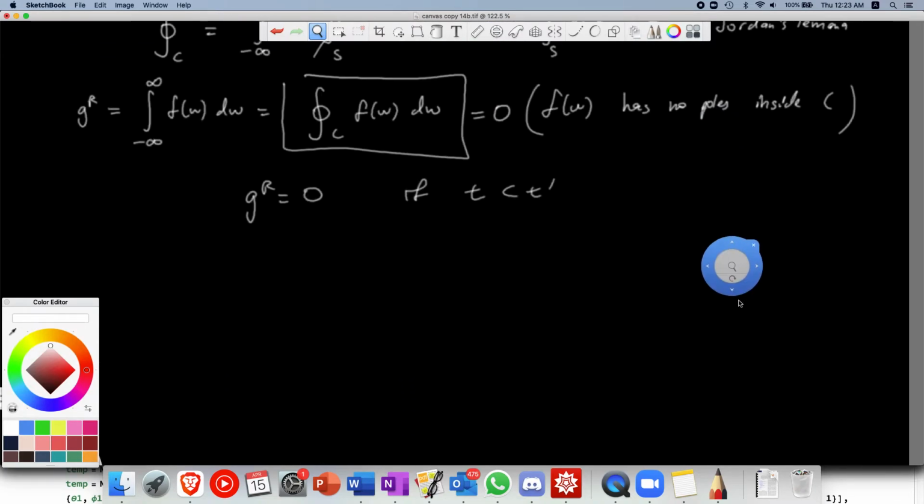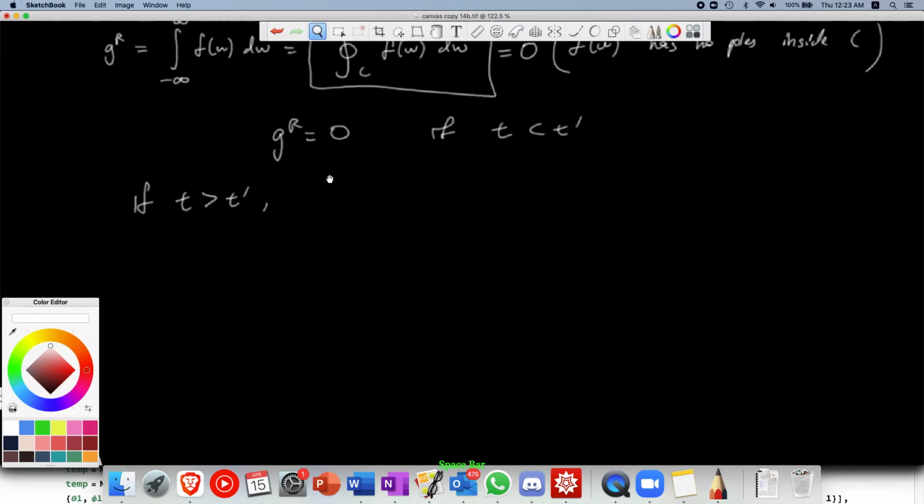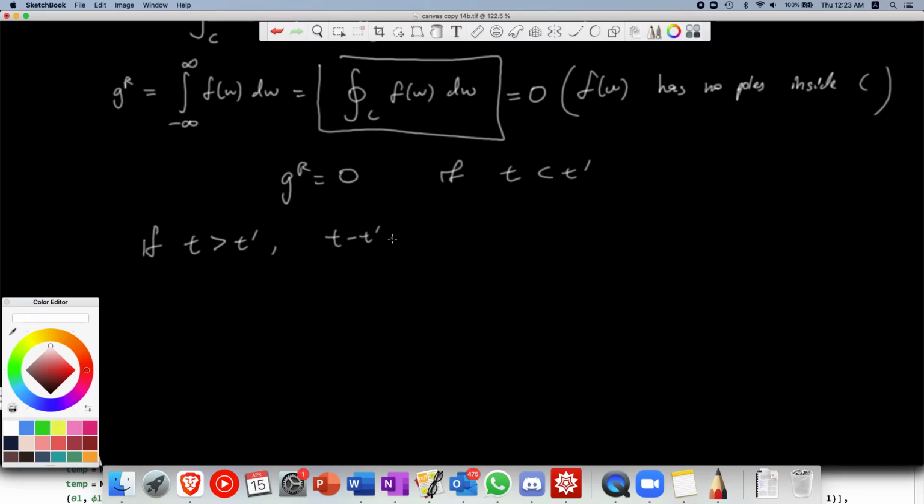So now for the second part, the more interesting part: if t is greater than t prime, then t minus t prime is greater than 0. And if we tried the same approach again, Jordan's lemma wouldn't work anymore, because the term in the exponent is no longer positive. So instead we need to close the contour in another way. We close the contour in the lower half plane, such that this semicircle is now 0.